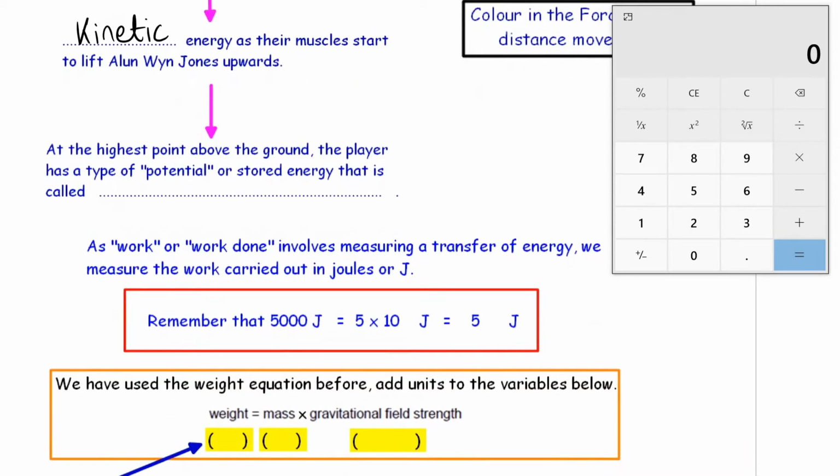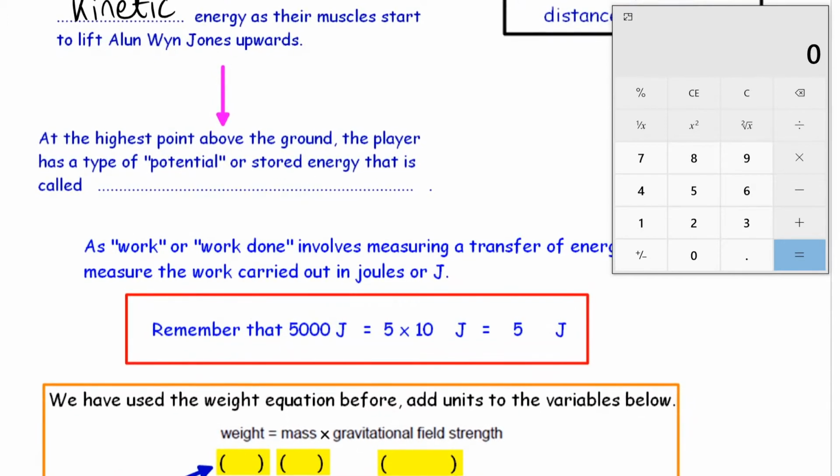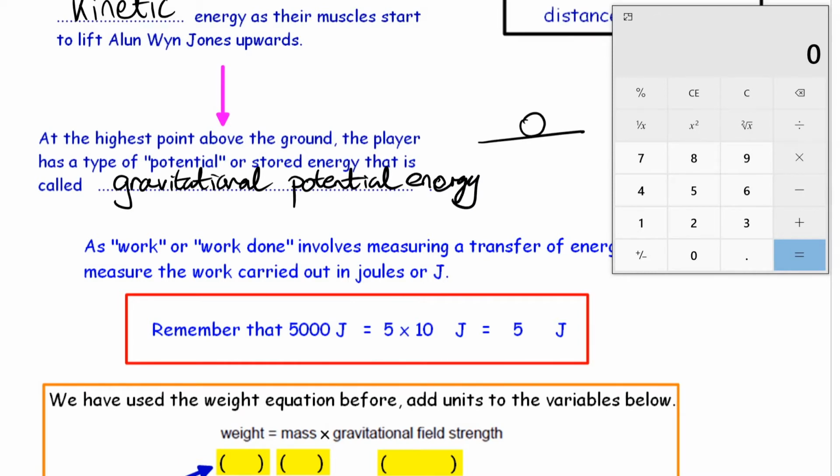At the highest point above the ground, the player has a type of potential or stored energy that is called gravitational potential energy. We've learned this before, so this is just a recap. So when you pick up something off the ground, and you raise something vertically upwards, you're increasing the amount of gravitational potential energy that it's got.